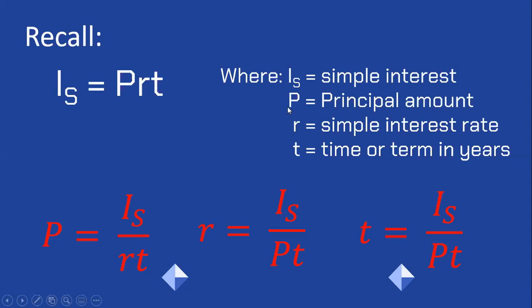Sige, anak. Ma'am, may typo po yung formula ng time. So, typo po siya. Salamat. So, this should be R and not T. Thank you. So, for the time, it should be IS over PR. Pero tama naman yung sinabi ni Uriel, mali lang yung pagkakatype ko.